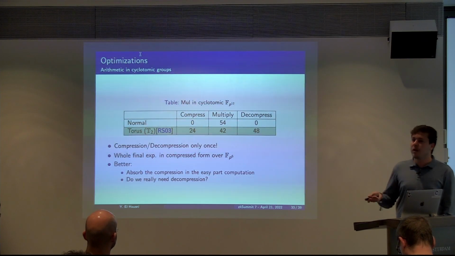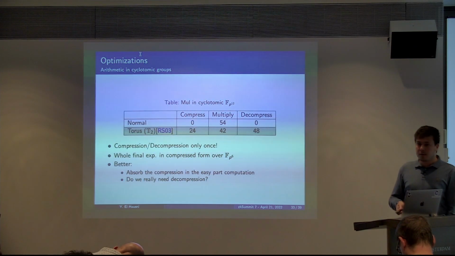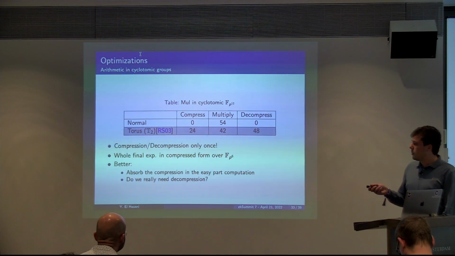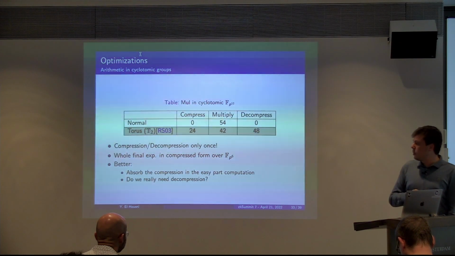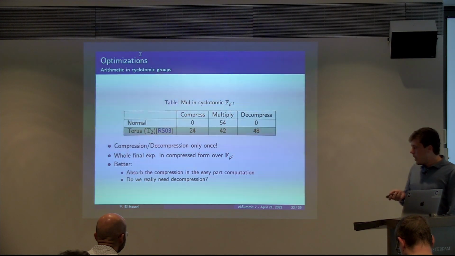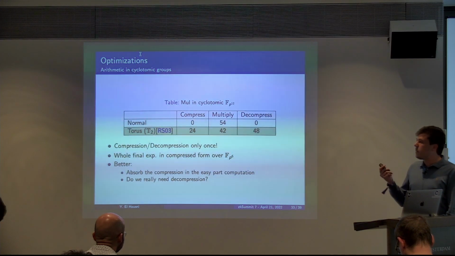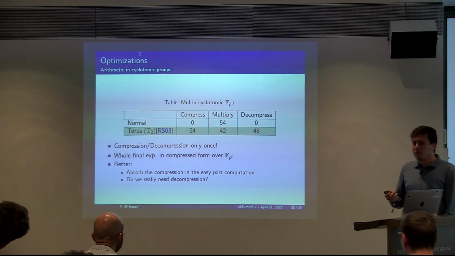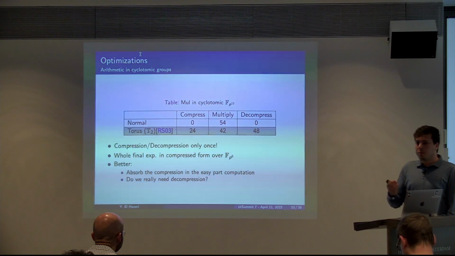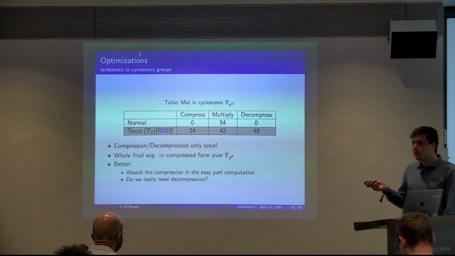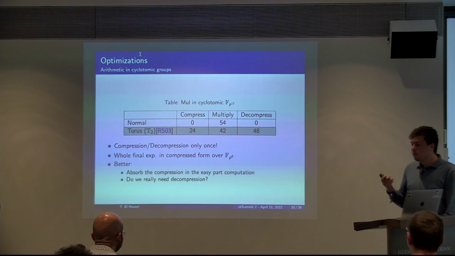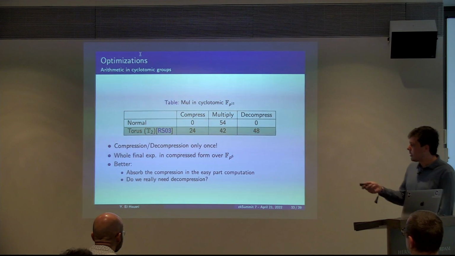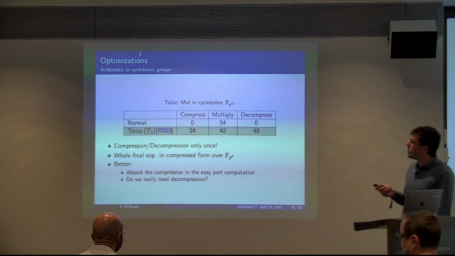So instead of working over FP12, we can work over FP6. And better, we can even get rid of the compression and decompression. Because, as I will show you, we can absorb the compression cost in the easy part computation. And do we really need decompression? Because in the applications I mentioned, we just need to verify a pairing product. So you just need, for example, to check that two pairings are equal. Whether you check them in compressed form or in decompressed form, we do not care. So decompression can be amortized, and we can get rid of it.